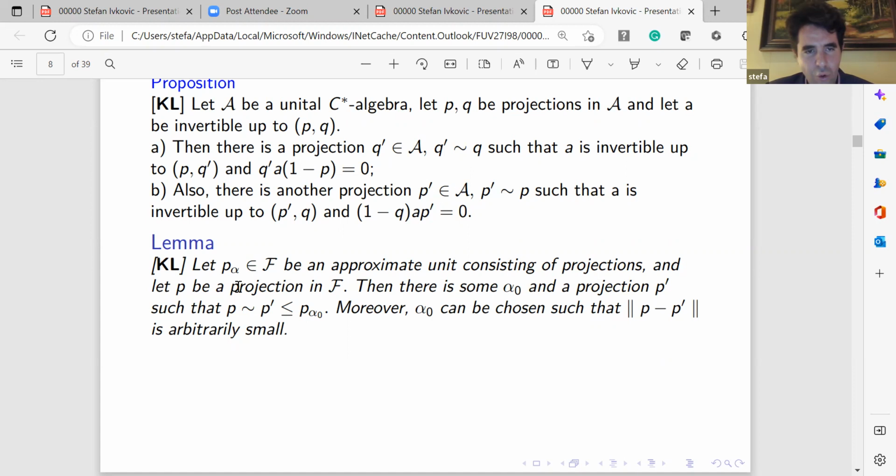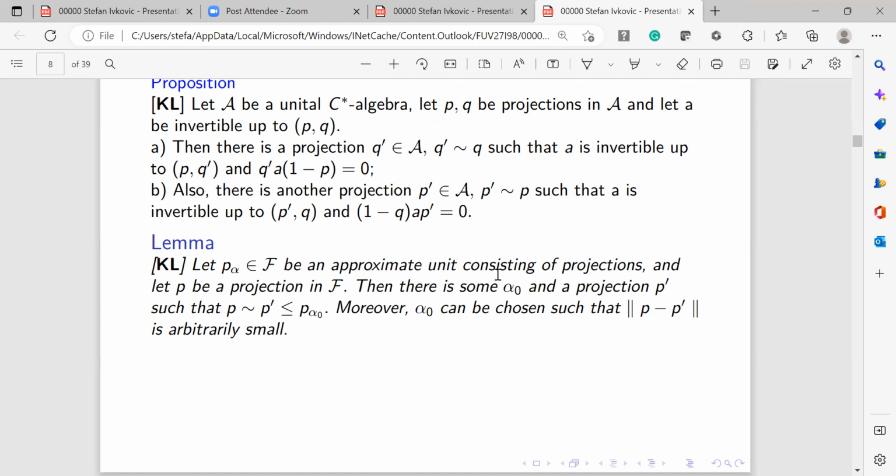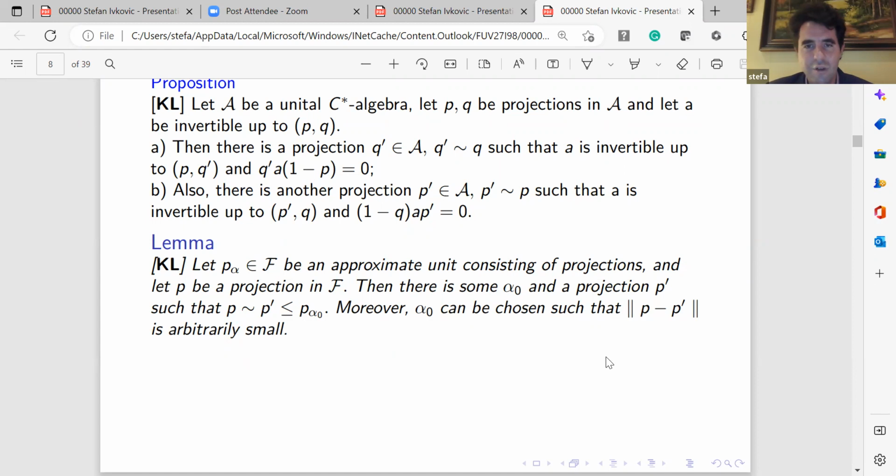So what they do, they take a fixed approximate unit in this ideal F consisting of projections. And then they say that if you choose an arbitrary projection P in F, then you can find some alpha naught and some projection P prime such that P prime is less or equal to P alpha naught, and such that P is equivalent to P prime. And not only that, actually, you can choose alpha naught such that you can make this arbitrarily small. So whatever small you wish this difference to be, you can find an alpha naught satisfying this and also satisfying that this difference in the norm is small enough. So this is a very strong property, and we can deduce some very fine other properties from it.